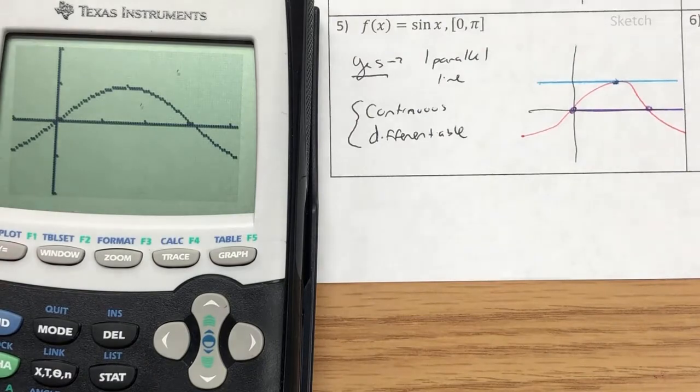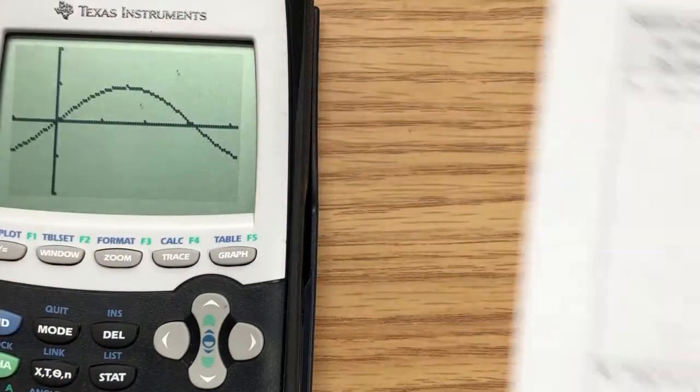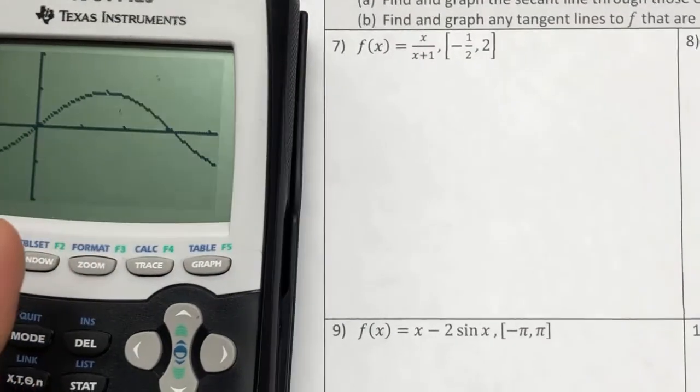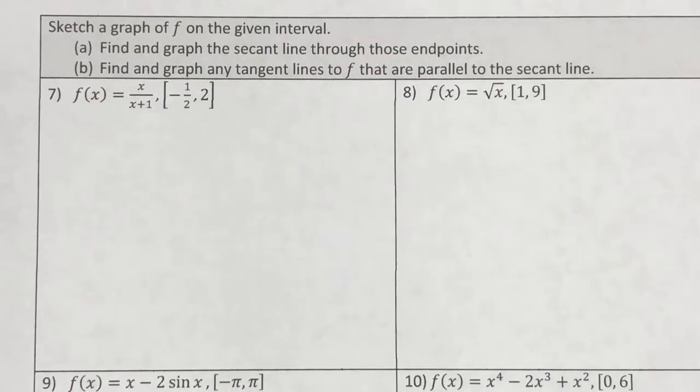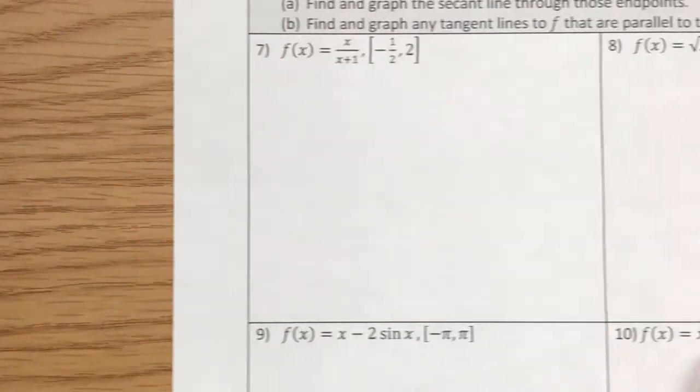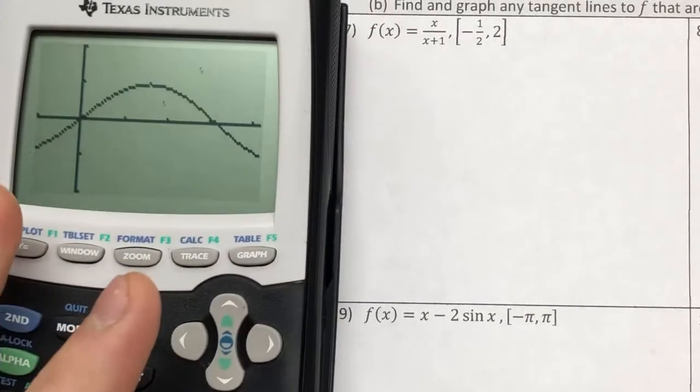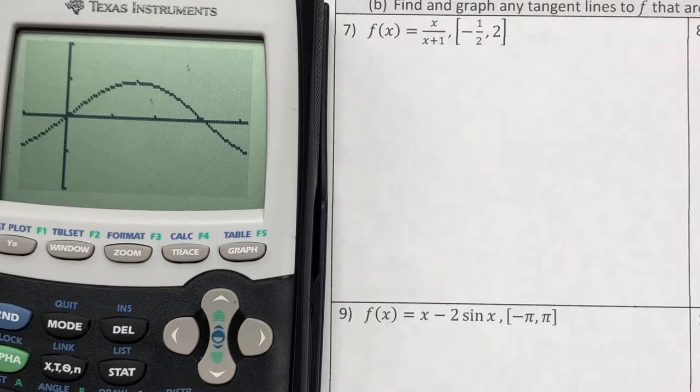Awesome. So now what that's going to do is bring us to some applied questions. So let's move over with something like this. And let's take a look at what's going on with these questions. We're going to sketch a graph. We're going to find the secant line and find and graph any tangent lines to f that are parallel to that secant line. So we're no longer going to sketch, we're actually going to evaluate what's going on.